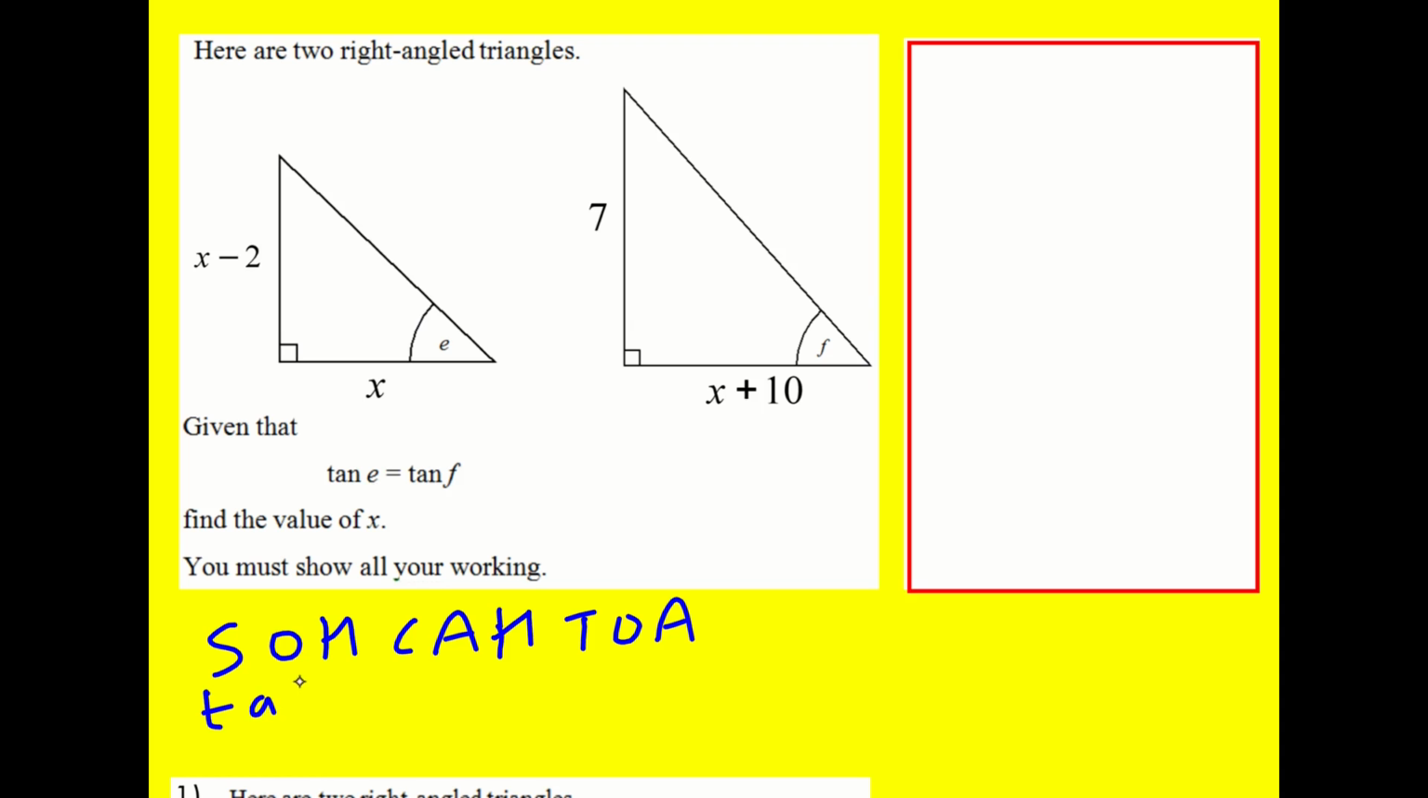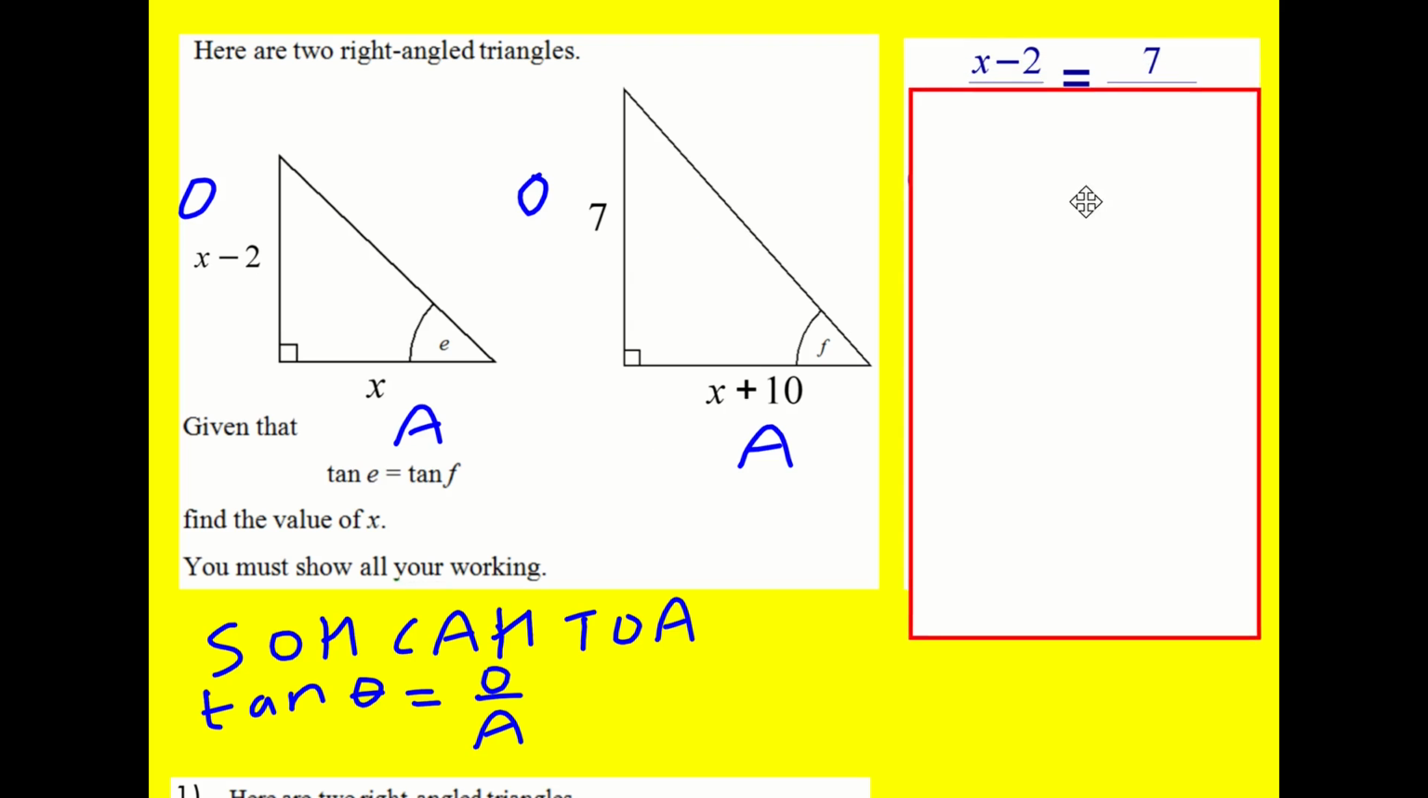Tan of an angle, I'm not going to write x because I've got x here. Tan of theta is equal to the opposite over the adjacent. And if I label it, this is the opposite, this is the adjacent, this is the opposite for this one, and this is the adjacent. So we can write down, essentially we can write down what tan E is. It's going to be x minus 2 over x. And I can write down what it is over here. It's going to be 7 over x plus 10.